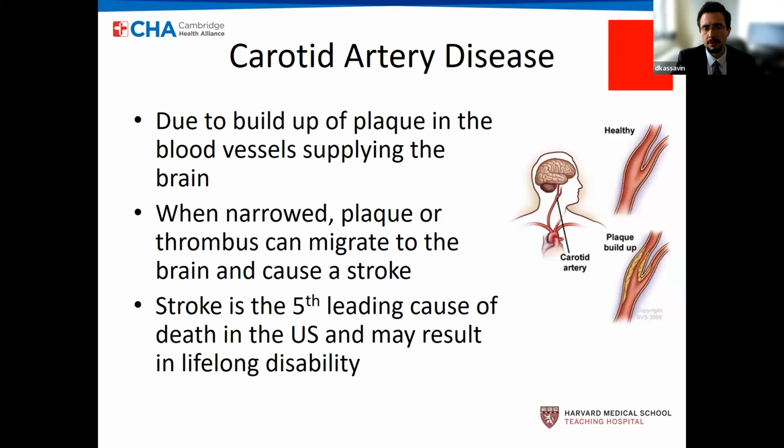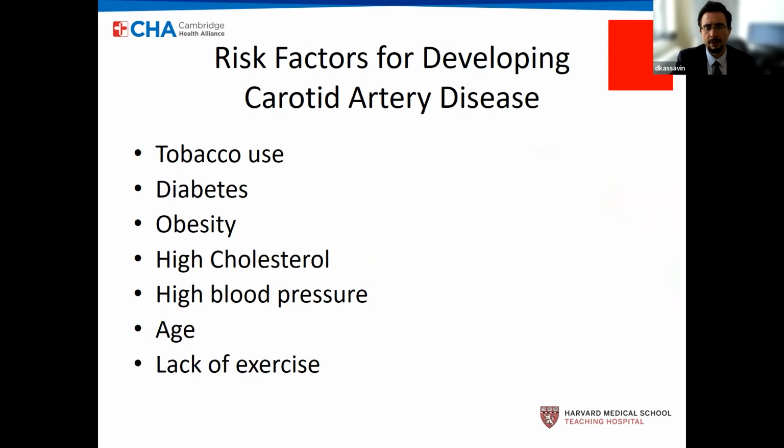And this could be due to either the plaque rupture or due to migration of some aggregates of blood products. And stroke could be very debilitating. It's the 5th leading cause of death in the United States. And we want to be able to catch the risk factors early and prevent stroke from taking place.